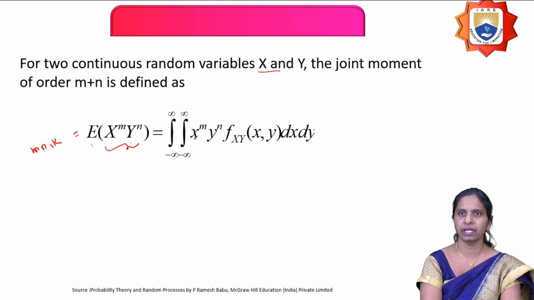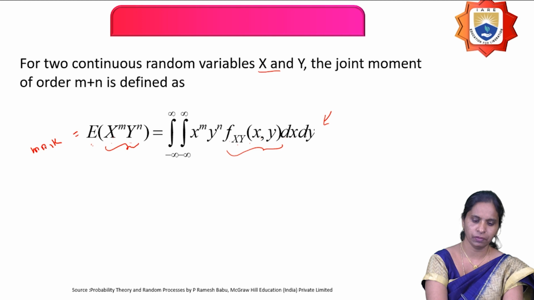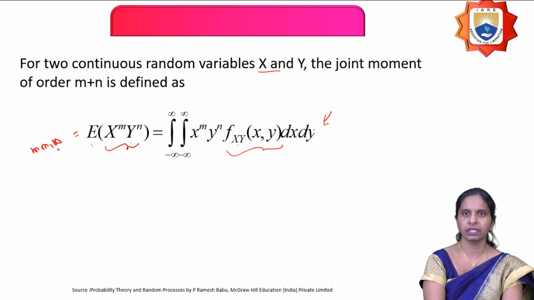So x power m into y power n into the joint density function f(x, y) into dx into dy. Like that, this is a formula to calculate the m plus n order continuous random variables joint moment about the origin.